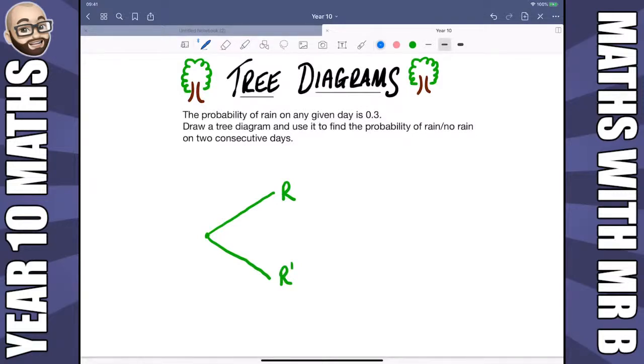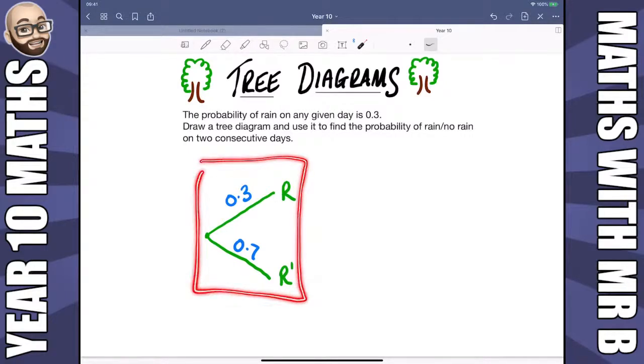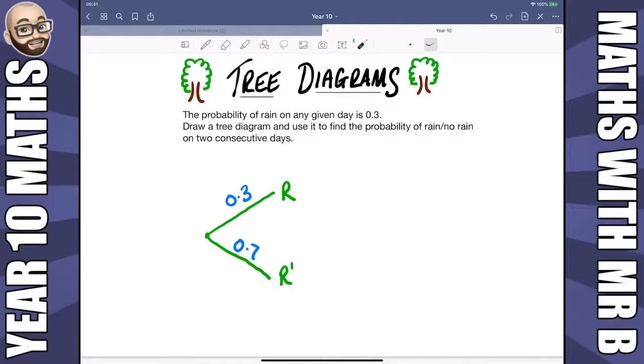So the probability of it raining is 0.3, so I'm going to put that up here. So that means the probability that it doesn't rain must be 0.7. Okay, each section of a branch should always add up to 1, because it either rains or it doesn't rain. There's nothing else that could actually happen. And this here is day 1 complete. There's nothing else that can happen on day 1.